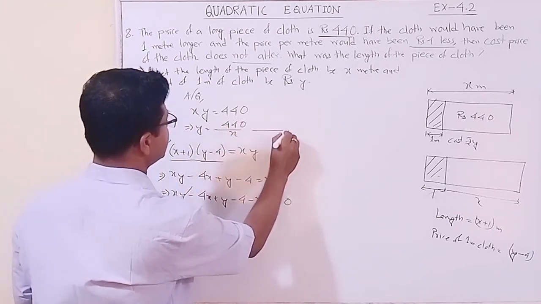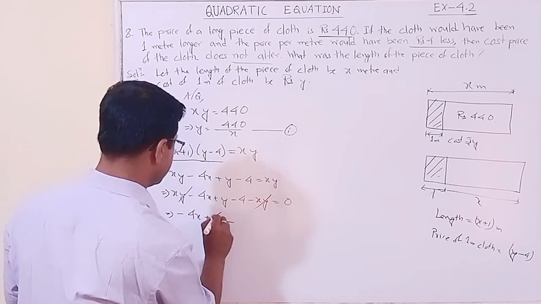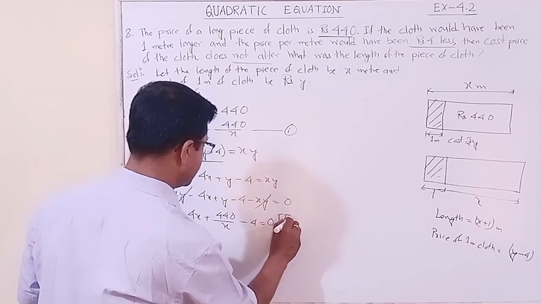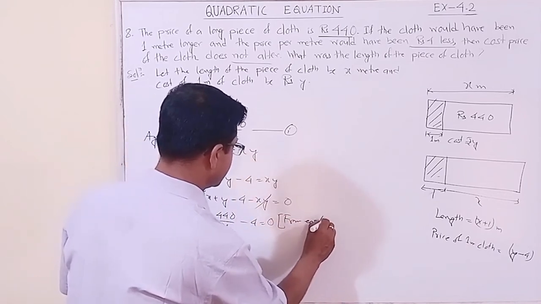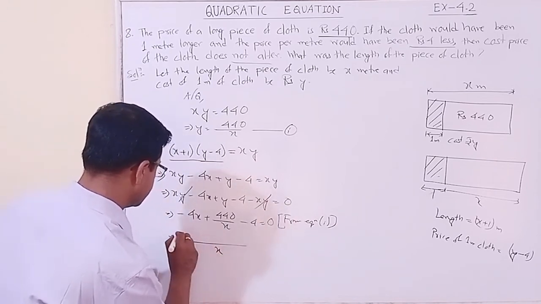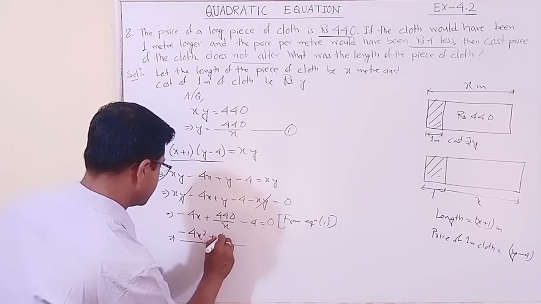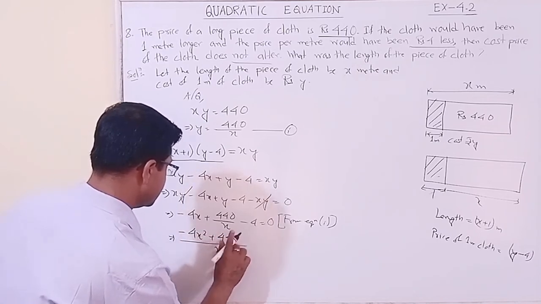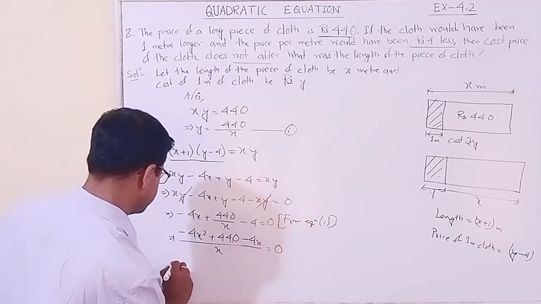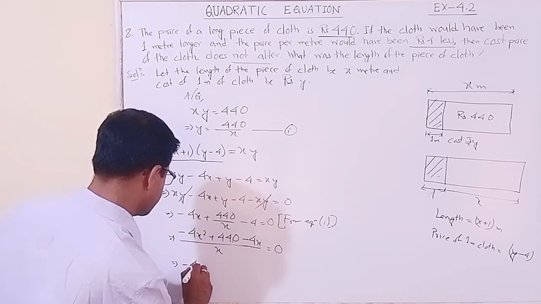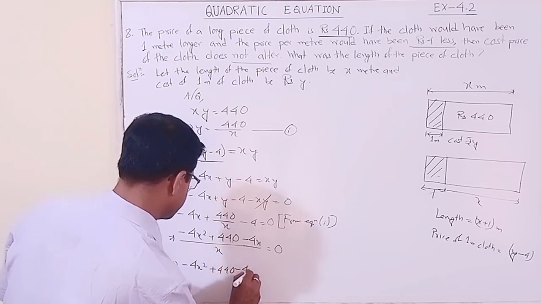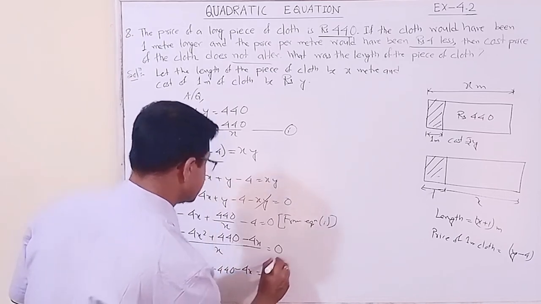440 divided by x. Let it be equation 1. So y equal to 440 divided by x minus 4 is equal to 0. You can write from equation 1. Let us take the LCM. What is the LCM? x. So this is minus 4x square plus 440. Sorry, this is 440 minus 4x equal to 0. Let us do the cross multiplication. Minus 4x square plus 440 minus 4x.